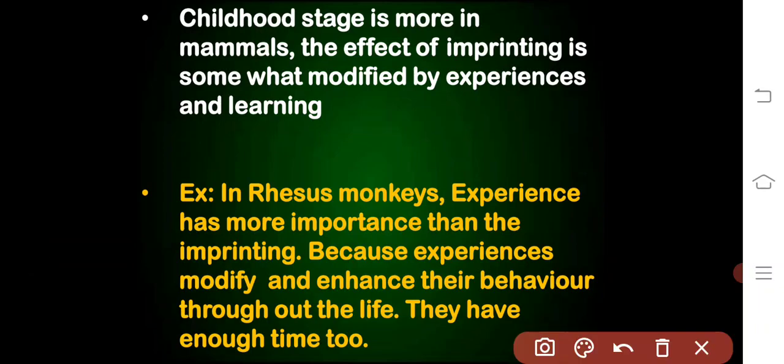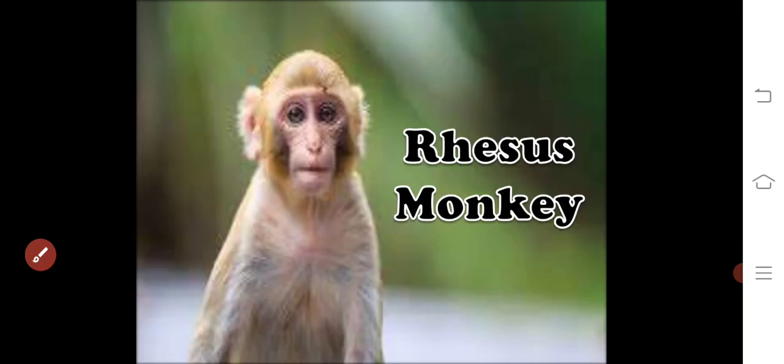The childhood stage is longer in mammals. The effect of imprinting is somewhat modified by experiences and learning. There is every possibility. For example, in rhesus monkeys, experience has more importance than imprinting because experiences modify and enhance their behavior throughout life, and they have enough time to learn things through different experiences. So this is the observation in rhesus monkeys.